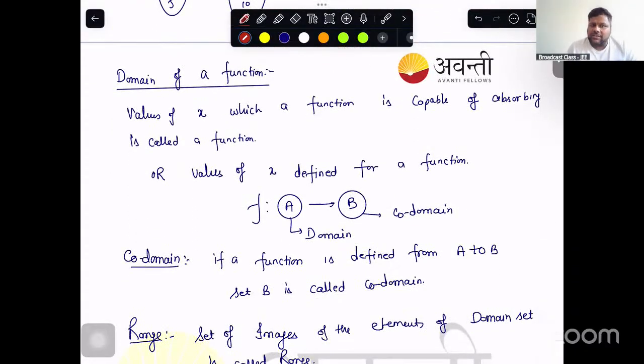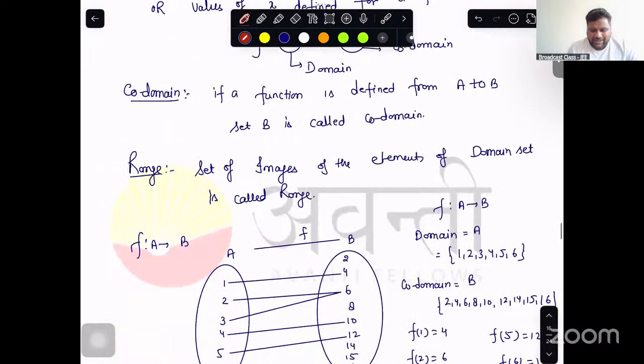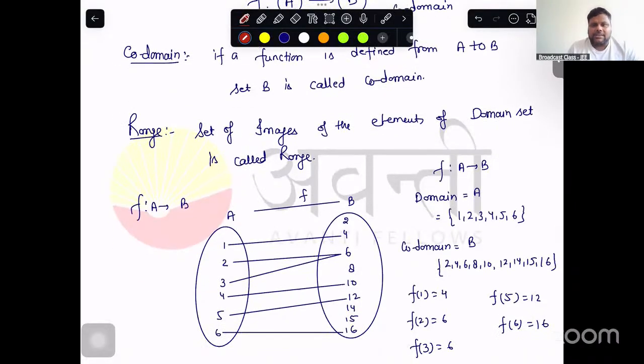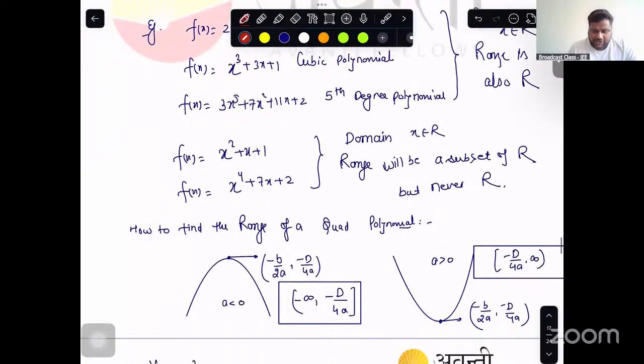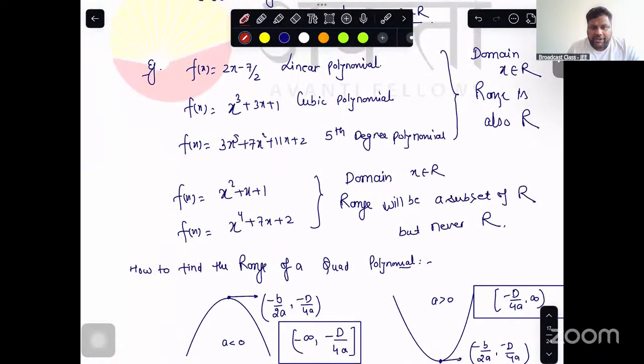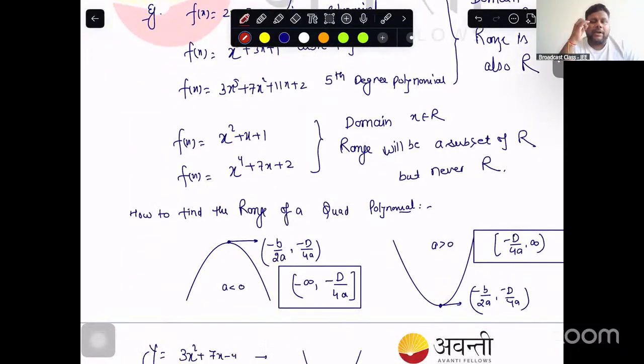Then domain of a function, the set of values of x which a function is capable of absorbing. Codomain is the entire set B and range is the images we get after supplying the domain elements to the function. Fine. Then identity function, I've explained polynomial functions. I have also told you, in case of an odd degree polynomial, if it is linear or cubic, domain is always R, range is also always R. But in case of an even degree polynomial like quadratic or 4th degree polynomial, range is a subset of R, not the entire R. But domain is always x belongs to R.